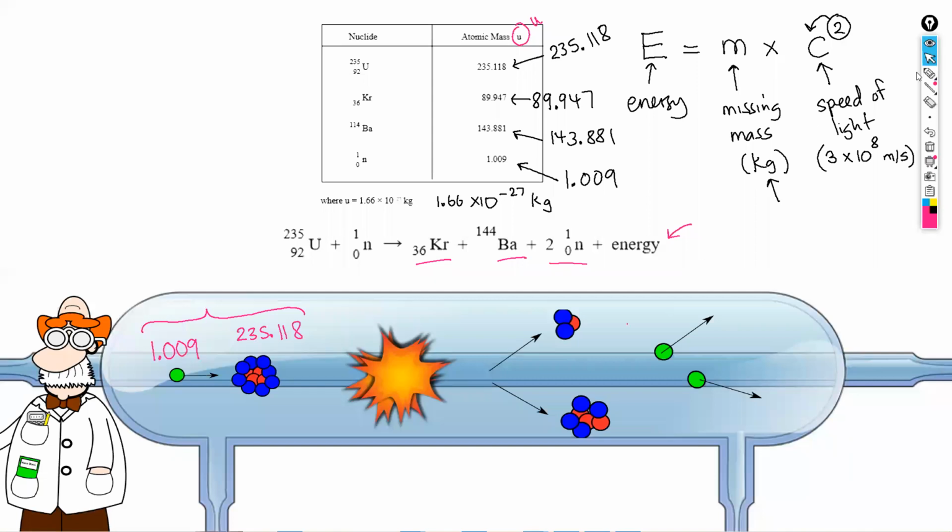Right, this is what I am getting. Of course, I think I'm getting what the majority of people are getting. I'm getting 236.127 U.